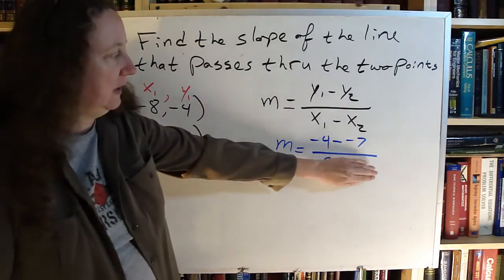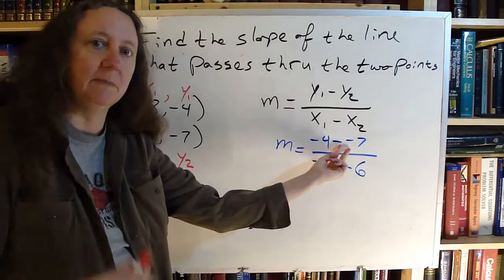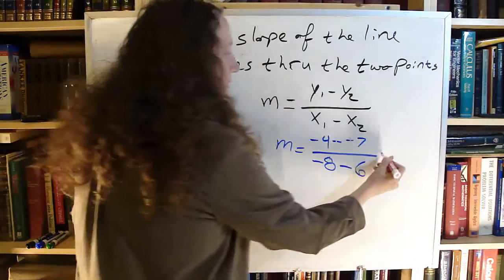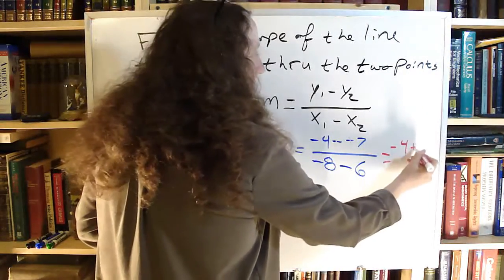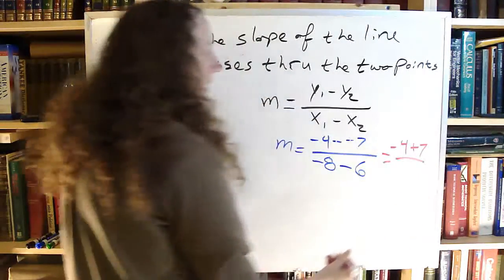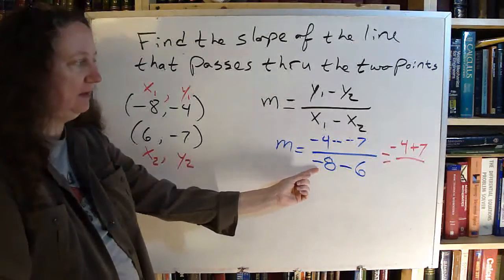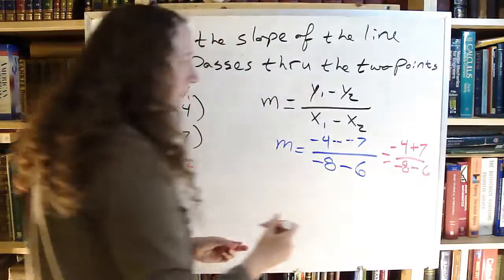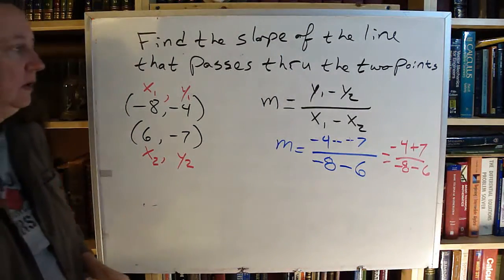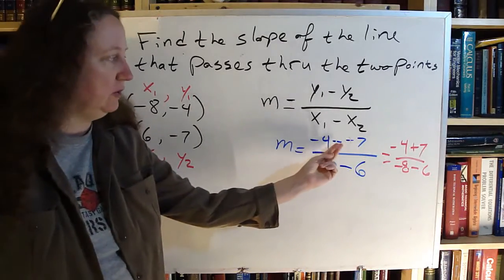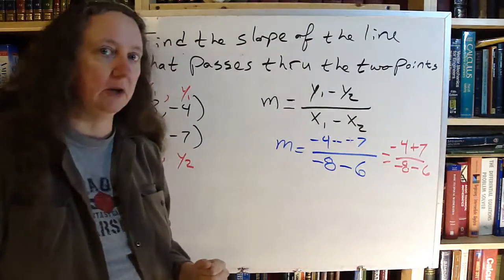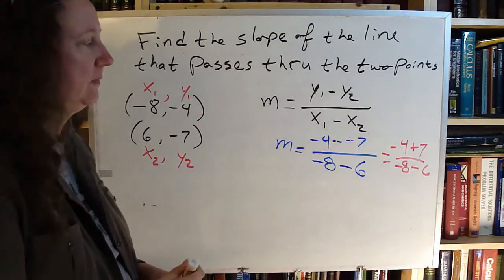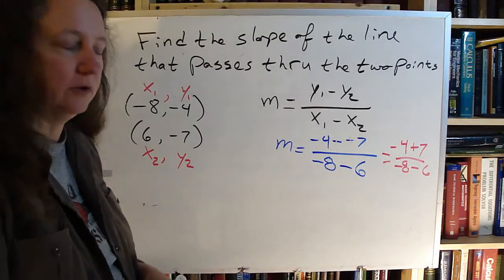I check to see, is there anything I can clean up on the top? Yeah, I have that double negative. I'm going to clean that up first. So minus a negative is plus a positive. So this is giving me negative 4 plus 7. And on the bottom of the fraction, I still have negative 8 minus 6. So for some of you, it's very important that you change that double negative right away into a plus sign, because for some of you, it's really confusing seeing all those extra symbols. Others, it doesn't matter to.